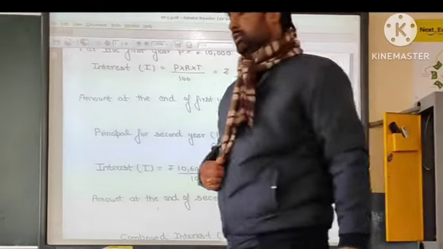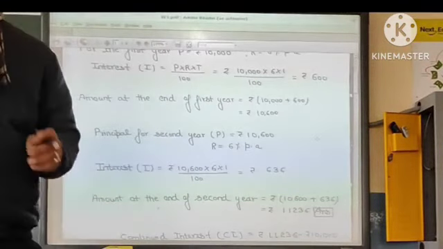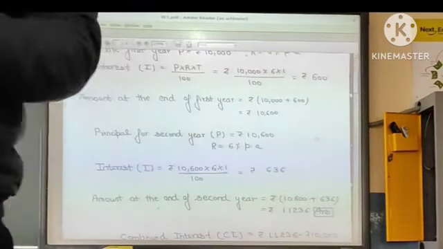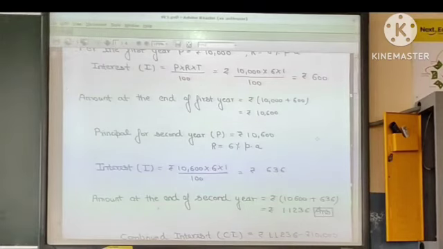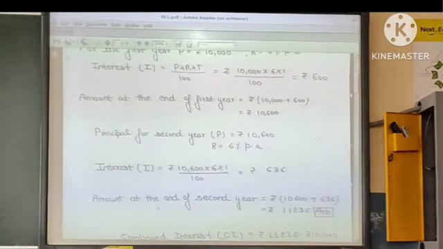And see again, look at the question. Question number 3 says for 2 years. Since it is asking us to calculate after 2 years only, that means the amount is 11,236. So for 2 years we calculate this only. But see, the question is still not complete, because they have asked the amount at the end of the second year. So 11,236 is the final sum of money we will get.